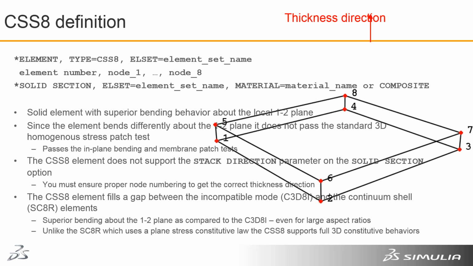Basically, you use it very much in the same way as you'd use a continuum shell element, but the CSS8 doesn't support the stack direction parameter in solid section, so when you build models using this element, you have to make sure that you're going to get the right thickness direction. It's the easiest thing in the world to build a model using these sort of elements where you get it 90 degrees out of kilter and things don't work well. So it's very important in that element to work out that you've got the stack direction right as a function of the way in which you built the model. Easy enough to do, but also easy enough to forget.